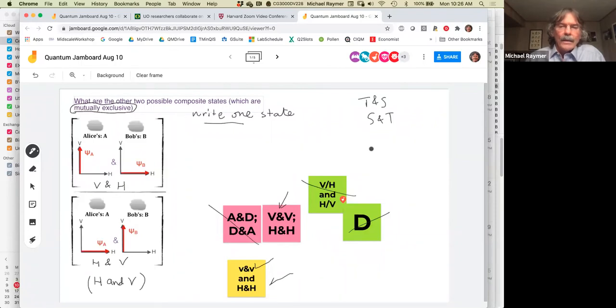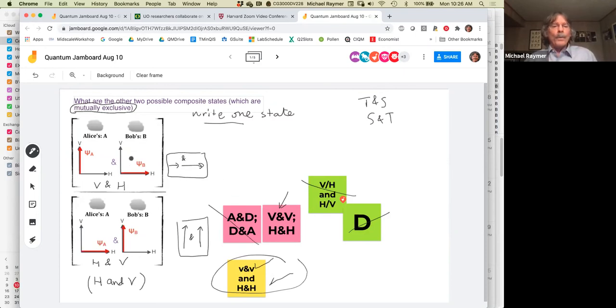So the answer is, just like we said here, it could be V and V, which we could draw like this, V and V. Okay, that's a possibility. And then it also could be H and H, which I'll draw like that. I'll put an ampersand in there. So those are the four possible states, which are all mutually exclusive. Because classically, if you have one, you couldn't have the other. And in quantum mechanics, you can't have any states there that could be represented by a superposition of the other states, because then they wouldn't be mutually exclusive.